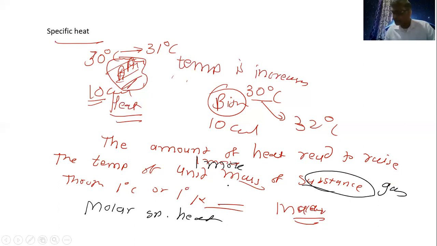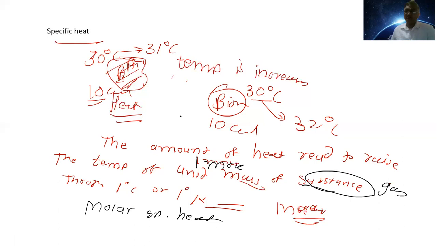But we know that the gas can be heated at constant pressure or at constant volume. You can heat the gas at constant pressure or at constant volume. And therefore the gas has 2 specific heats. That is, specific heat at constant volume.